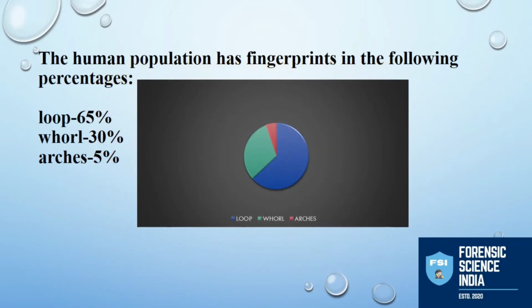Here, with the help of a pie chart, you can see the percentage distribution of the patterns of fingerprint across the world. Loop is around 65% of the distribution in the world. Then comes whorl, which is around 30%. Then come arches, which is around 5%. So loop has the maximum percentage and arch the minimum. This pie chart differentiates the distribution of these patterns very well.